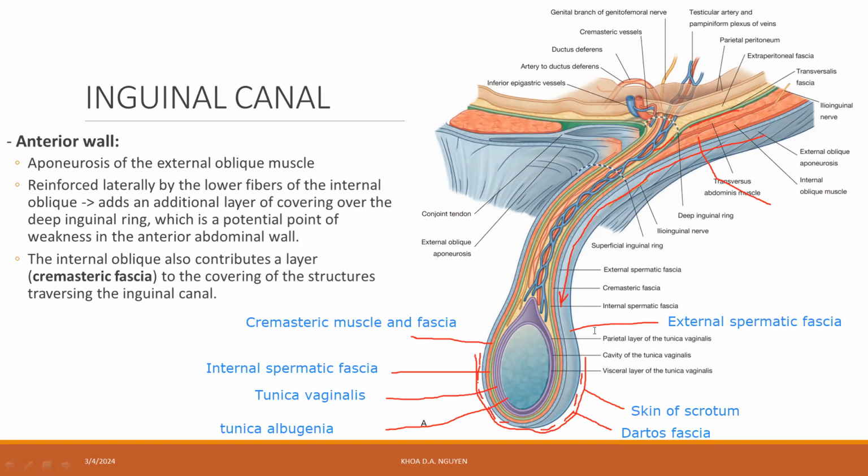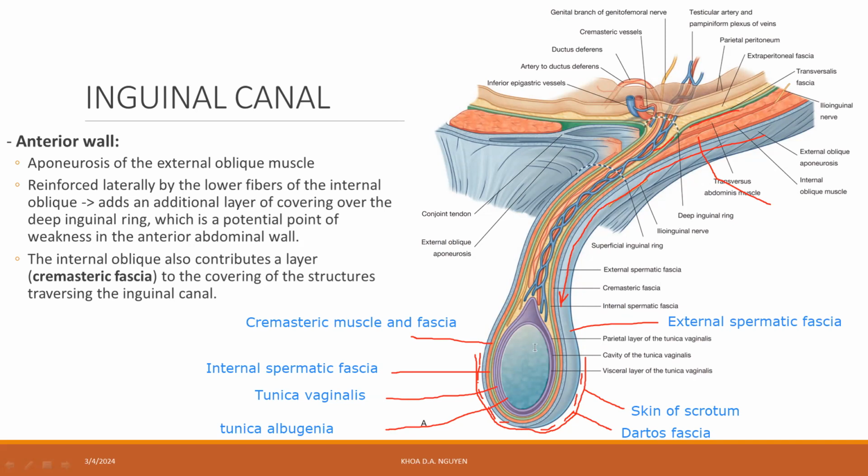And then you have layer number four, which is the cremasteric muscle and fascia, which was borrowed from the internal oblique muscle and fascia up there. And then you have the internal spermatic fascia, which was borrowed from the transversalis fascia up here. Finally, you've got the tunica vaginalis, which was borrowed from the peritoneum up here. And finally, you have the tunica albuginea that is intrinsic to the testis.